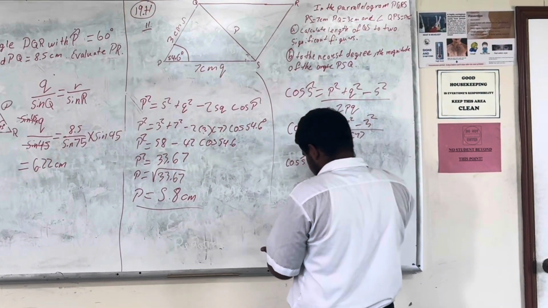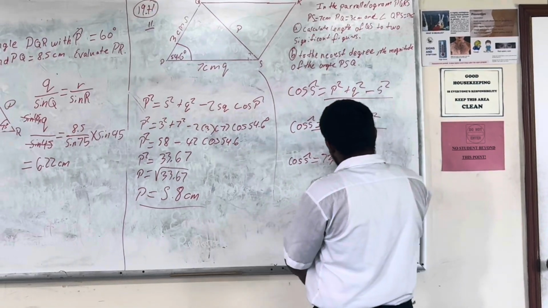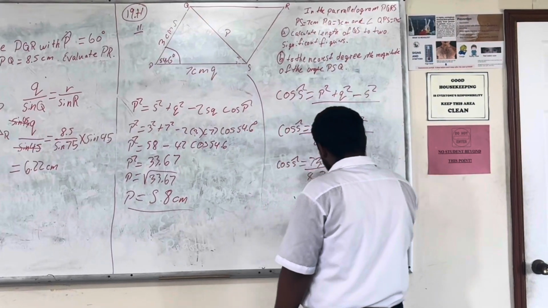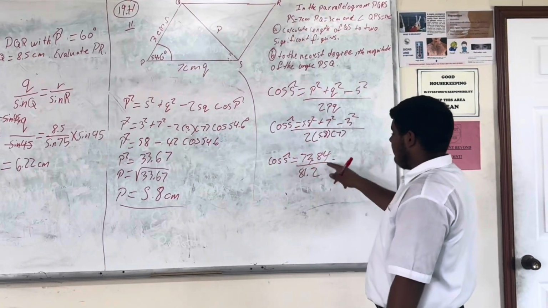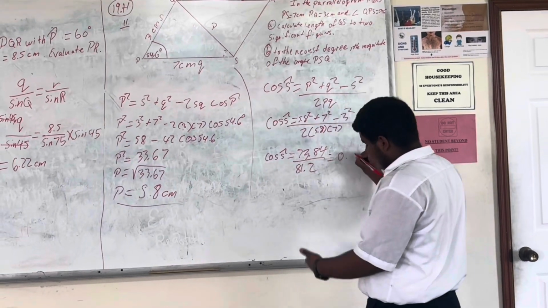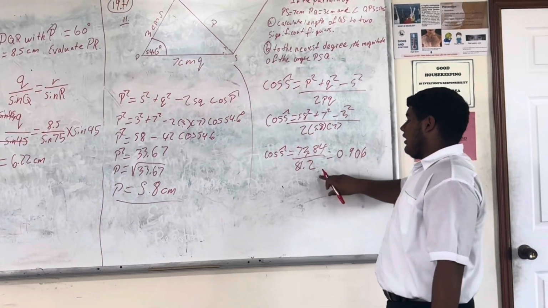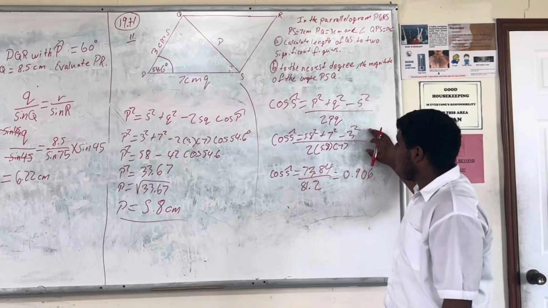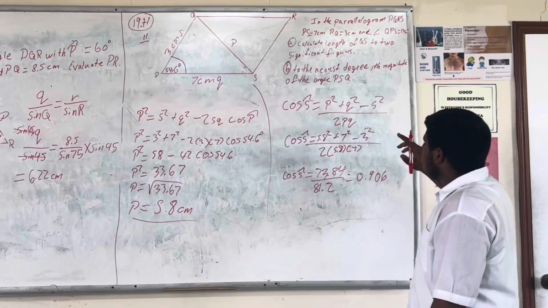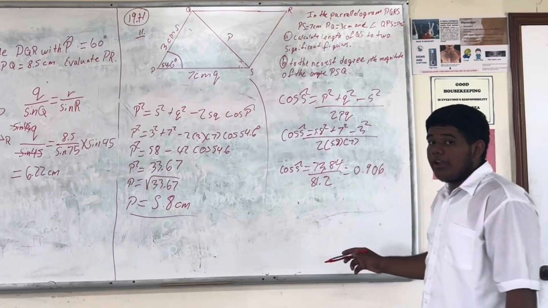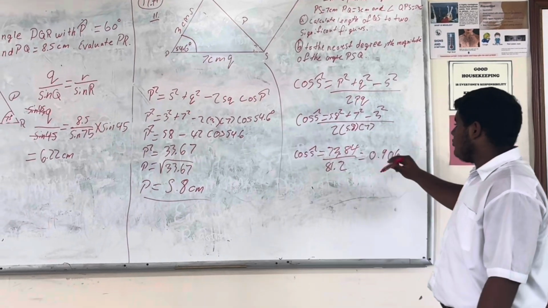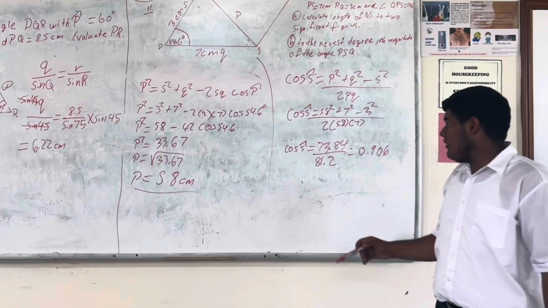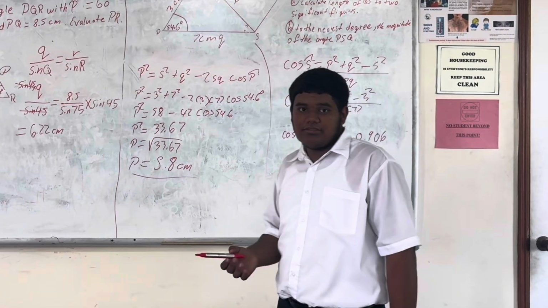Cosine S equals 73.84 over 81.2. When you divide these two, it will give you 0.906. How do you get these two? By punching in this top part in the calculator. 5.8 squared plus 7 squared minus 3 squared will give you 73.84. And for the bottom, I punch in 2, open brackets 5.8 close brackets, open brackets 7 close brackets, which gives 81.2, and then dividing gives 0.906.